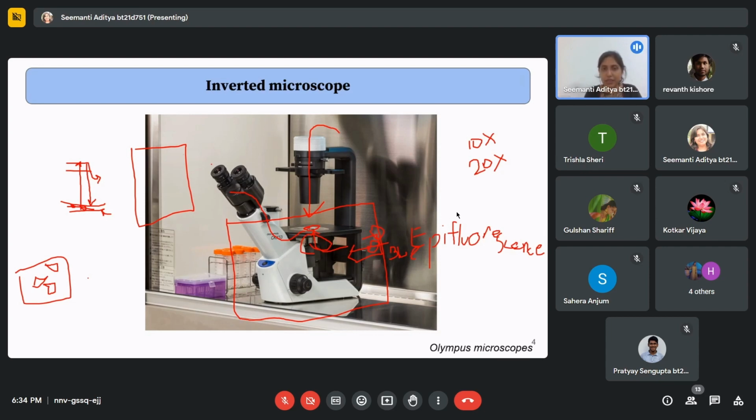But generally fluorescent microscopes are also bright field microscopes. Not all bright field microscopes are fluorescent microscopes, but all fluorescent microscopes are bright field microscopes. People generally don't use bright field microscopes for experiments as such, just to see whether the cells are in proper morphology, whether cells are not contaminated, whether cells are healthy. For those things, bright field microscope is good.